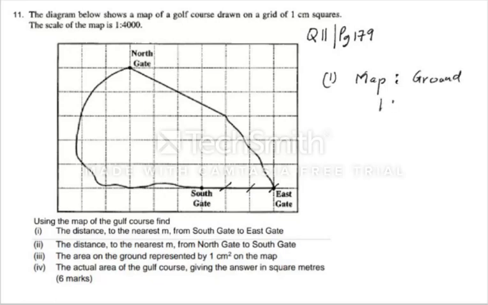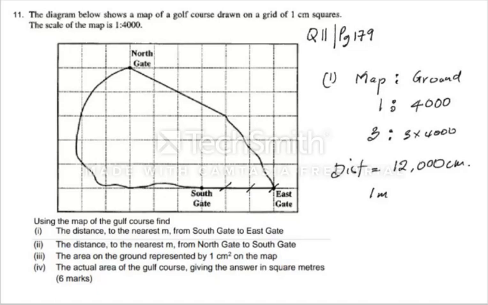So the scale is 1 to what? 4,000. So 1 unit on the map is what? 4,000 units on the ground. Therefore, the distance between South and East Gate is what? 3 units. So 3 units would correspond to what? 3 times 4,000. So the distance would be equal to 12,000 centimeters.